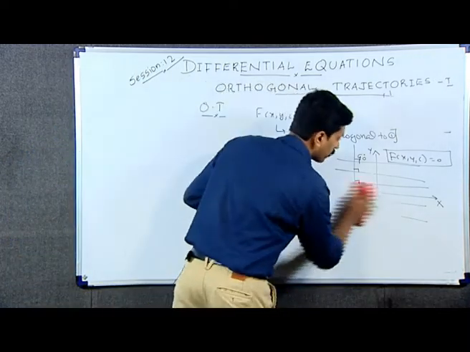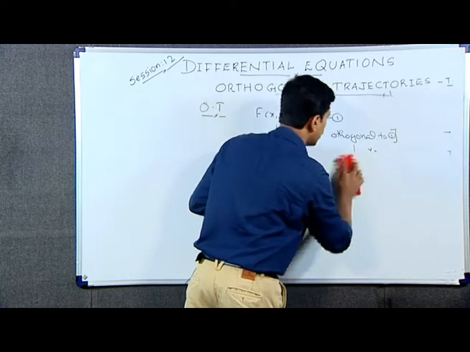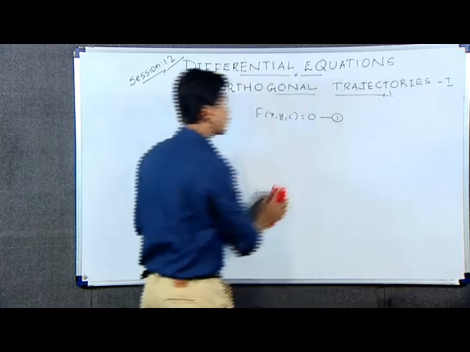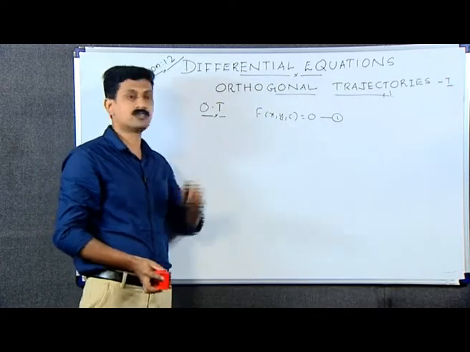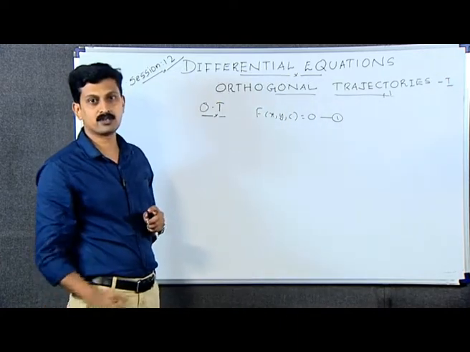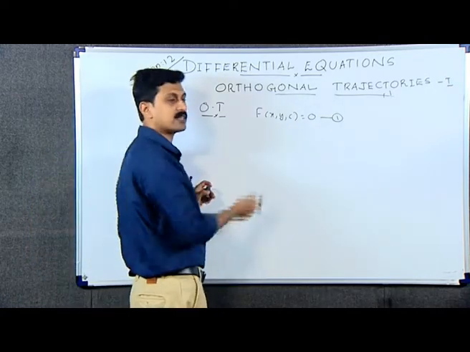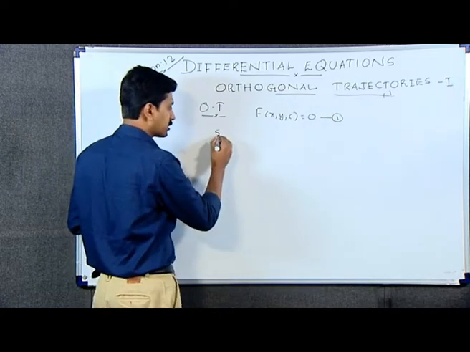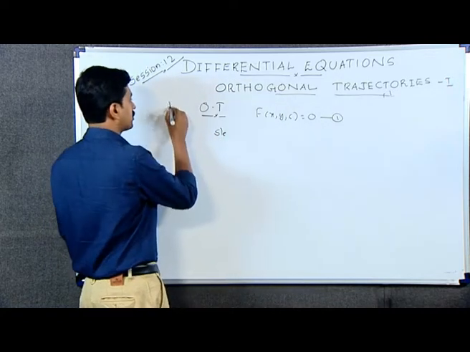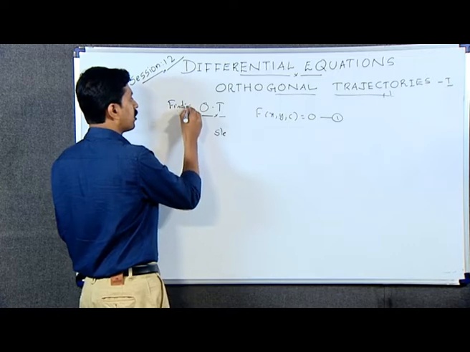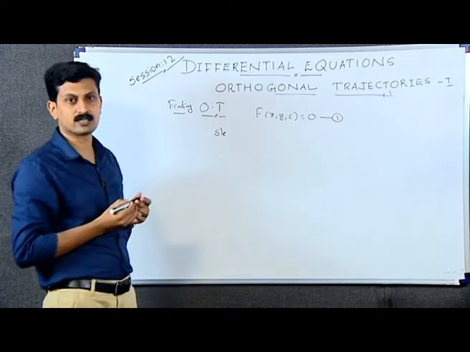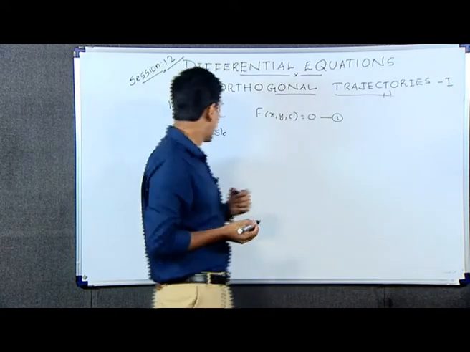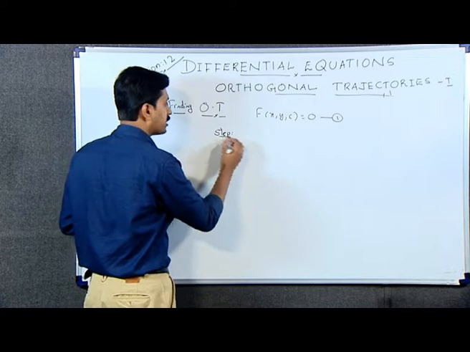How will we find our orthogonal trajectory? Orthogonal trajectory means, as we already discussed, the family of curves which is perpendicular or orthogonal to f(x, y, c) = 0. So we have a family of curves f(x, y, c) = 0, and we will differentiate to find the orthogonal trajectory. How will we find the orthogonal trajectories? We are given f(x, y, c) = 0, and in step 1 we will differentiate.